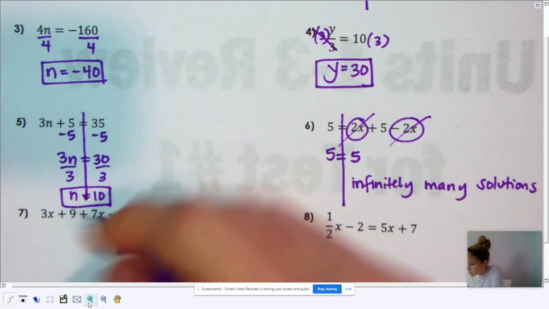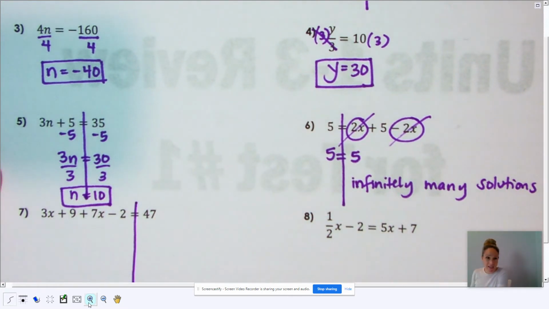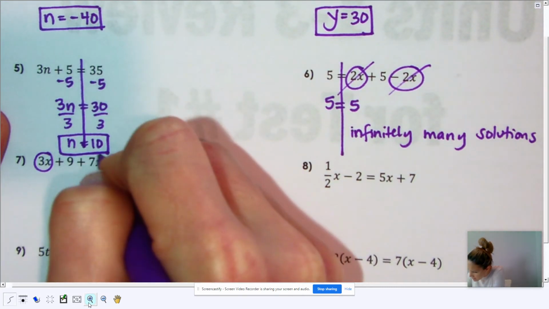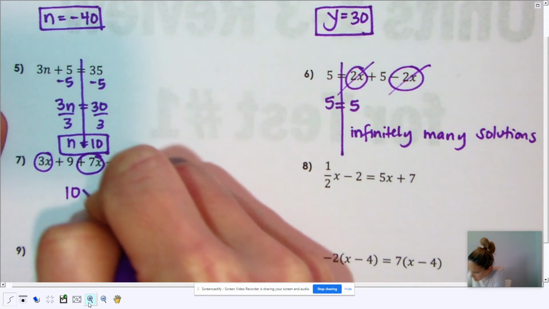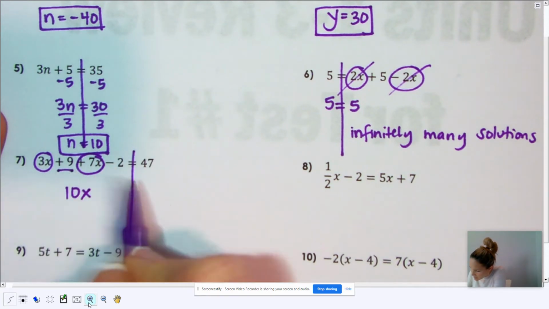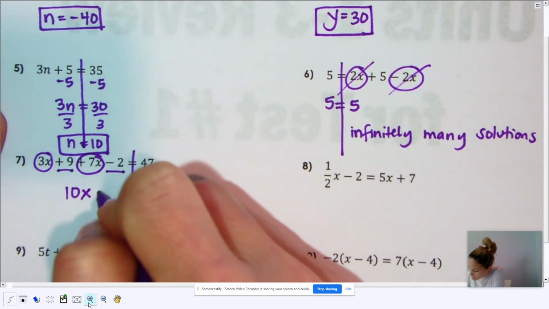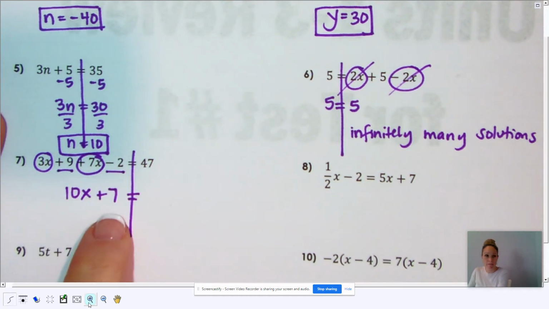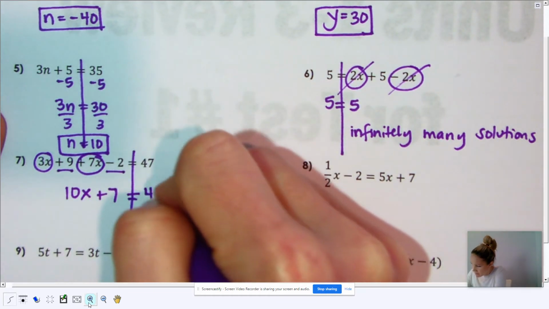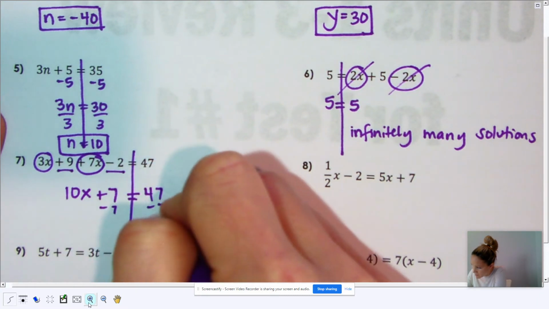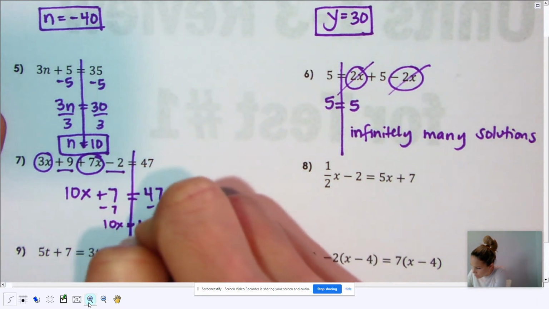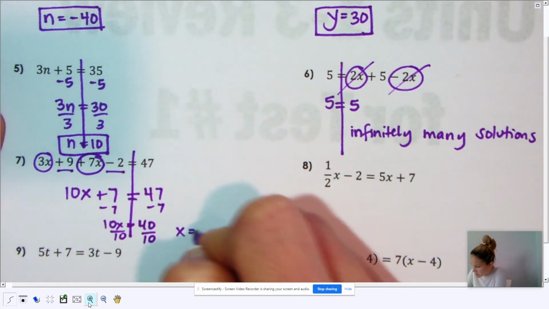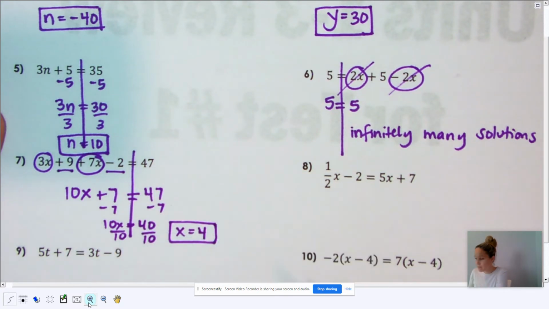Okay, question number 7. Again, we're going to combine like terms. So I see I have 3x and 7x, and that makes 10 x's. And then I have a plus 9 and a take away 2. So that's equal to a positive 7, because 9 take away 2 is 7. And then I just copy the 47. I'm going to take away the 7 on both sides. So I have 10x is equal to 40. I'm going to divide by 10 on both sides, so I have x is equal to 4.